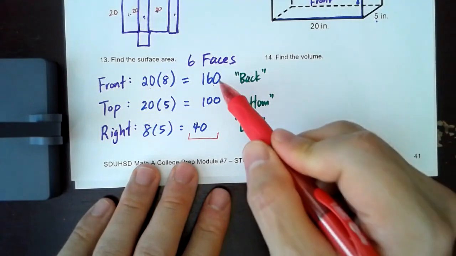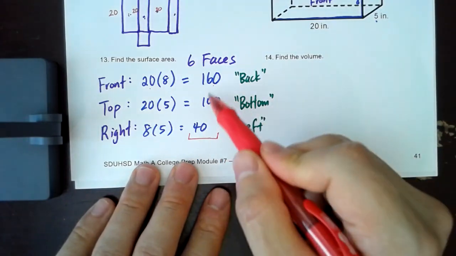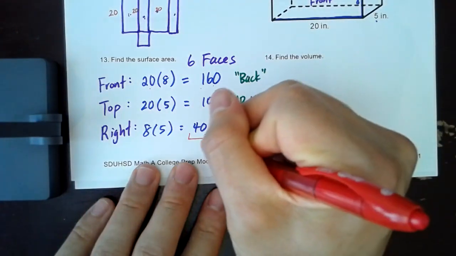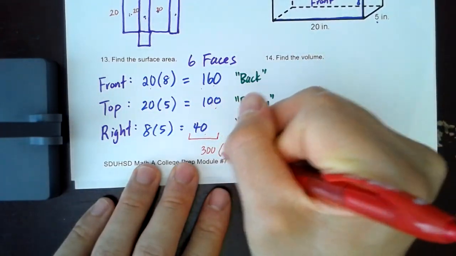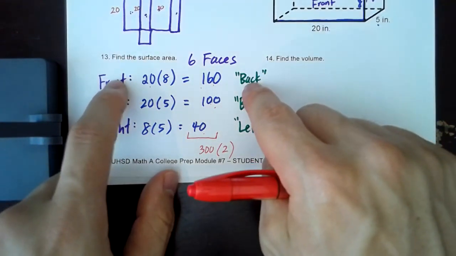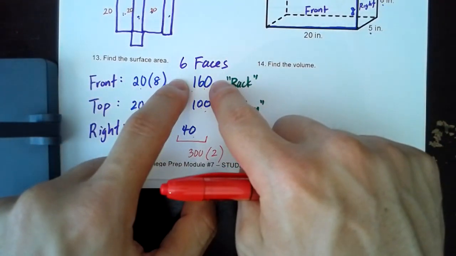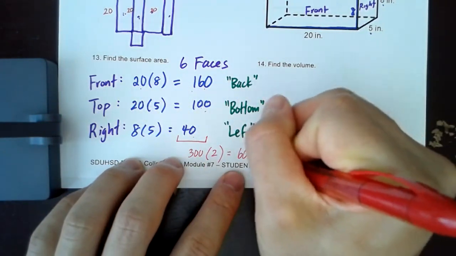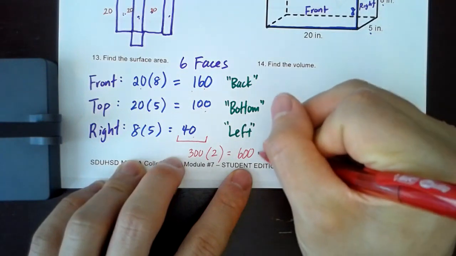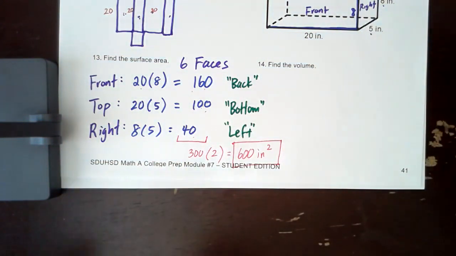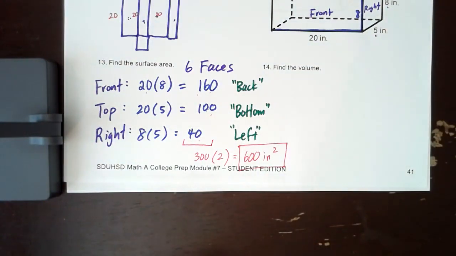This is the shortcut for 3-dimensional rectangular prisms: I add these 3 up, which is 160 plus 100 plus 40, which is essentially just 300. And then I double it, right? The reason why I double it is because there are 2 of the same exact faces of here, here, and here, and your final answer is 600 inches squared. Now again, this is only possible if it's a rectangular prism.